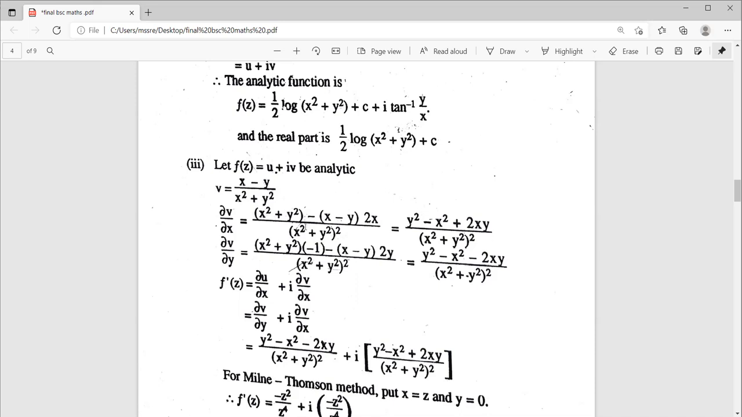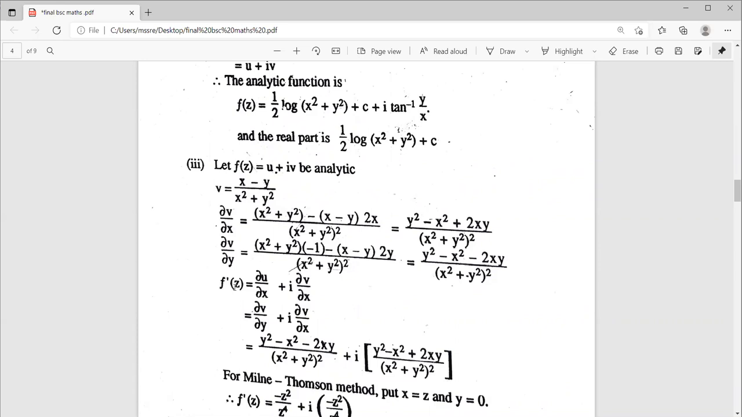Minus numerator, that is x minus y, into differentiation of the denominator with respect to y, remember, keeping x constant. Therefore, x square differentiation is 0, y square differentiation is 2y, divided by, in the quotient rule, we have v square, that is x square plus y square whole square. So on simplification, it yields y square minus x square minus 2xy whole divided by x square plus y square whole square.